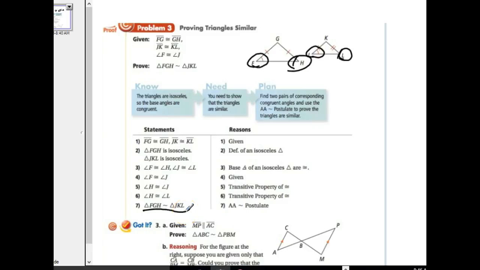So I write a similarity statement here. And the reason I can say that is because one of the reasons in this particular chapter is if two angles of one triangle are congruent to two angles of another, that's enough to prove that the two triangles, period, are going to be similar to each other. All right? So let's move down.